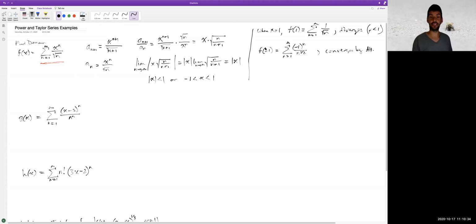So now that tells me exactly what happens. The domain, right, we get between -1 and 1, but we can include -1. So it converges at one end of the domain, but not at the other. Okay, all right. That's our first example.